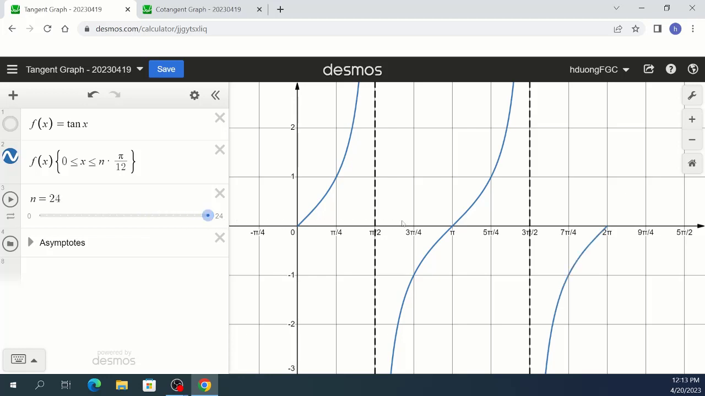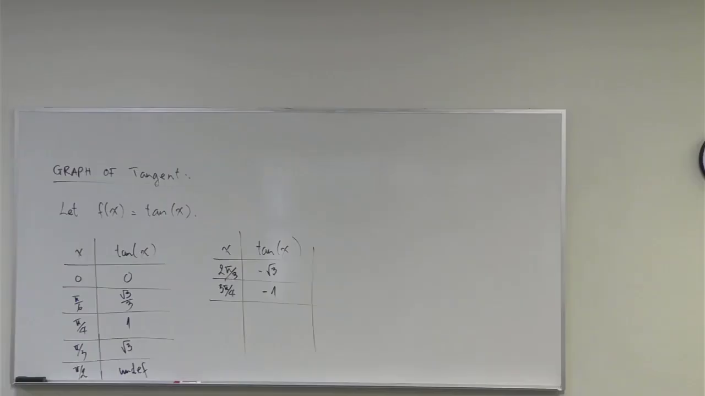So you can see that we repeat one more from pi to 2 pi. So on one unit circle from 0 to 2 pi, we complete actually 2 cycles of the basic unit of our tangent graph. You ready? Okay.